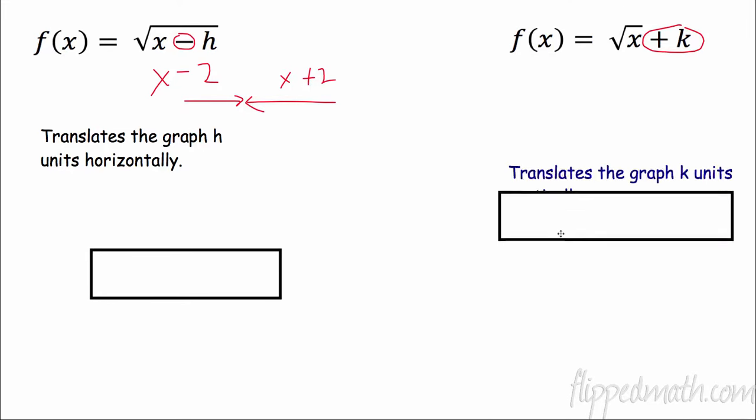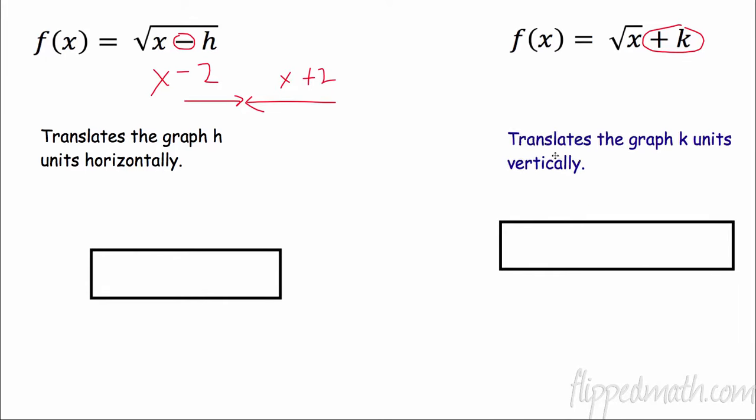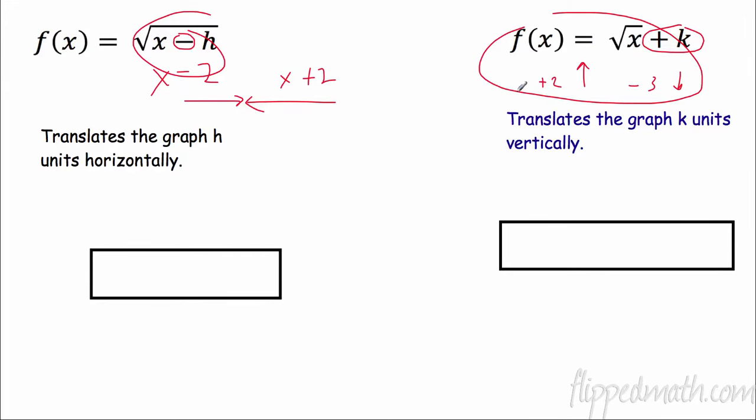And over here, when we have something on the outside, when we're adding something on the outside, what does that do for us? It translates the graph k units vertically. So it would go up k units or down. If it's positive, plus a number, so if it's plus 2, it's going to go up. If it's -3, it's going to go down. So horizontally is the opposite, and then the vertical one is exactly what it says.